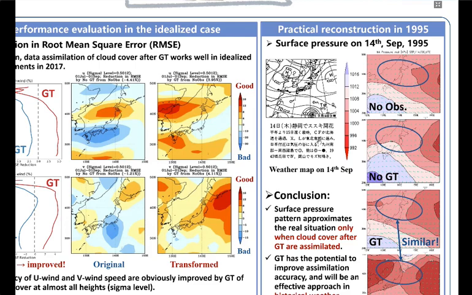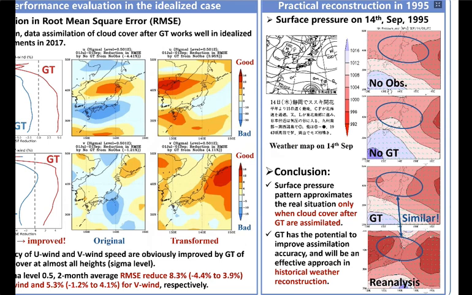This figure is the weather map on that day, and these four figures show different simulation results for sea level pressure. This figure is derived from the analysis database, which can be considered as reference. And this figure, the no-observation one, means no observations are assimilated. Here, this one is no GT and this one is GT. We can say from this result, for sea level pressure, the pattern approximates the real situation only when cloud cover after GT is assimilated, especially when we focus on the blue circle around Japan.